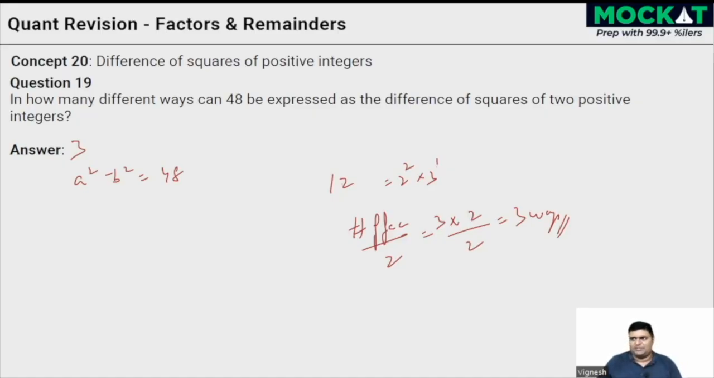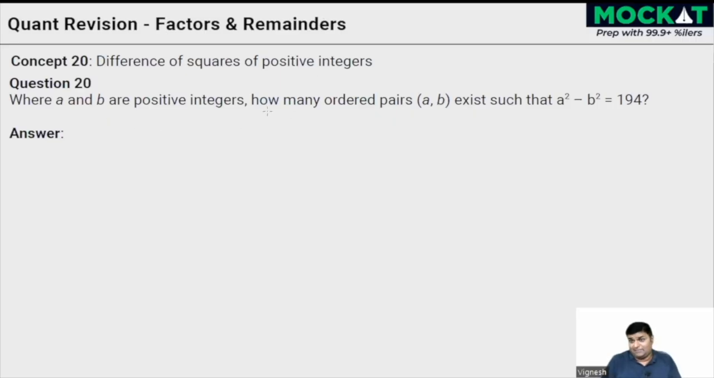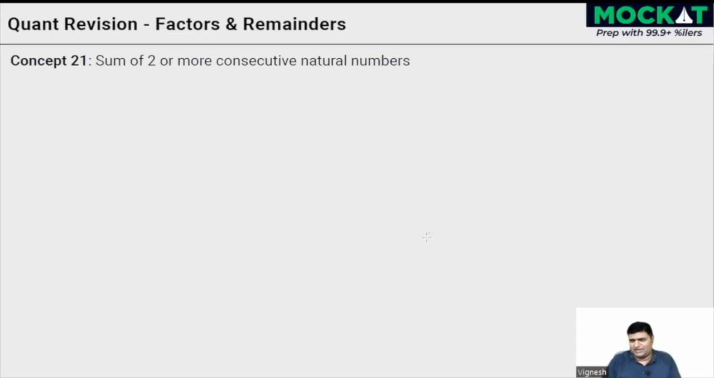But one such question has come in the past. I'm not able to locate the specific year, but something like this came up quite some time back. Where a and b are positive integers, how many ordered pairs a comma b exist such that a square minus b square is 194? And what is 194? It's in the 4k plus 2 form. It's not divisible by 4. As it's not divisible by 4, the answer is 0. You can quickly mark it and keep going. If you know the concept, there's no working at all. Just mark the answer and keep going. It did come up in one of the CAT years, one of the early years, before 2010.